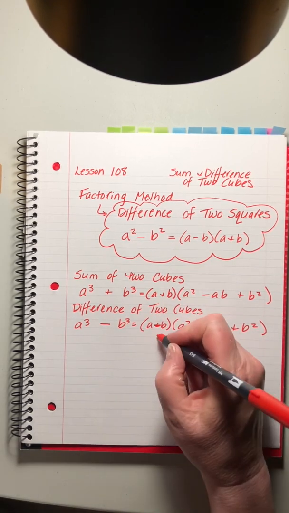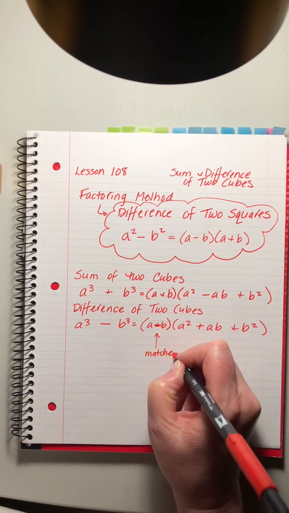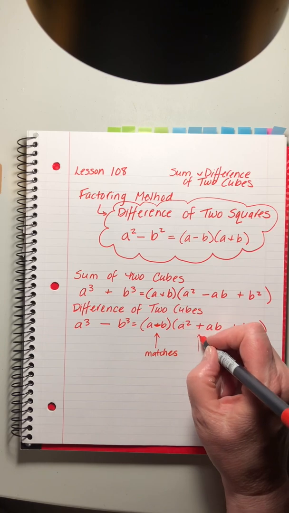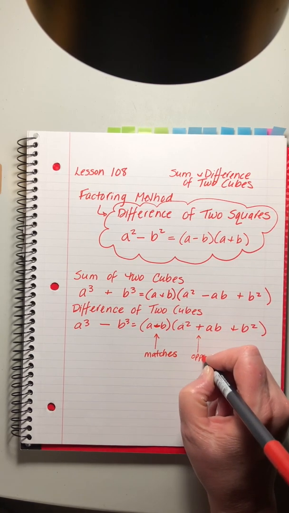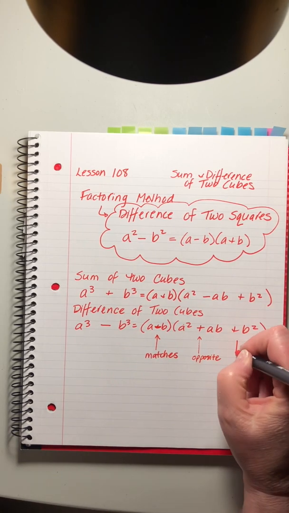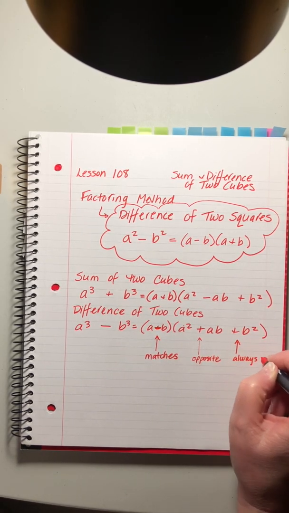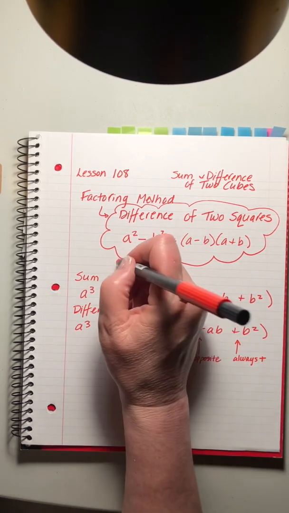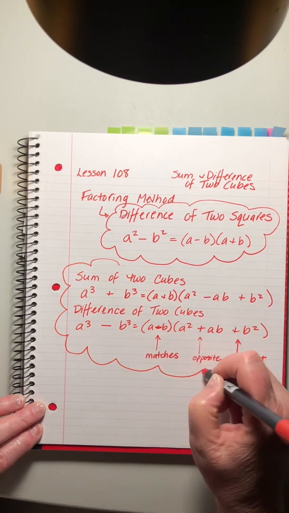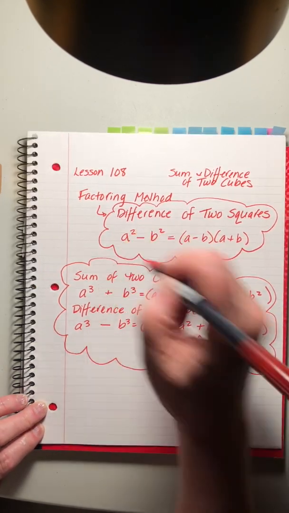So the first sign matches our original problem. And the second sign is the opposite to what is out here. And the third sign is always positive. That makes this way easier to memorize, which is what I'm asking you to do. Isn't that so fun of me?